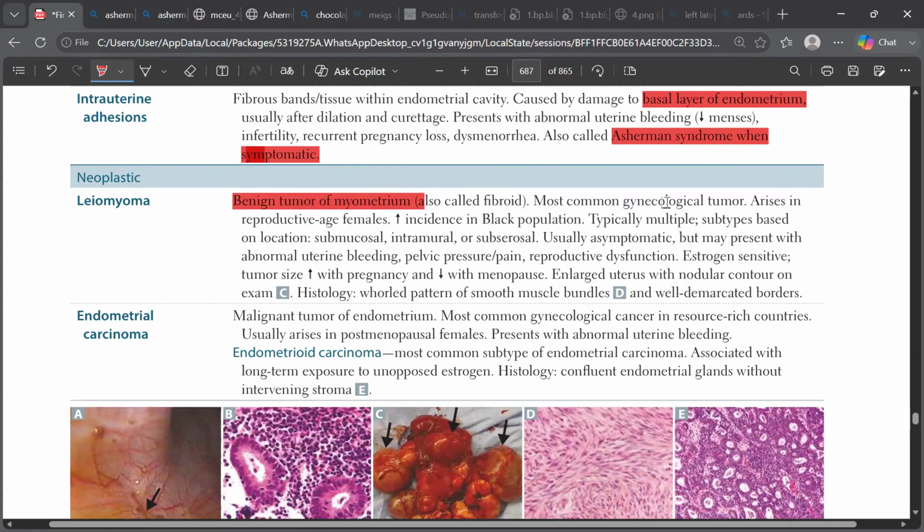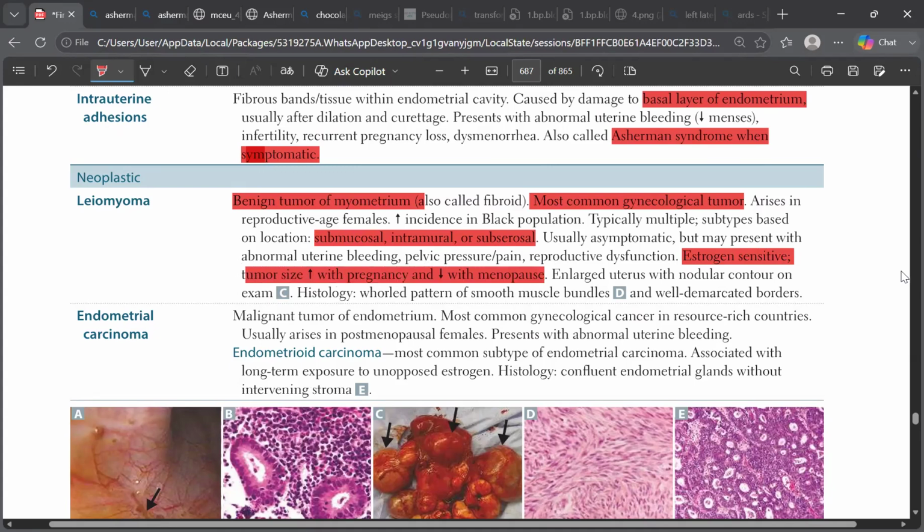It is the most common gynecological tumor overall. It arises in reproductive age females. There's an increased incidence in the Black population, with typically multiple subtypes based on location. It may be submucosal, intramural, or subserosal. It is usually asymptomatic but may present with abnormal uterine bleeding, pelvic pressure or pain, because it is going to be a large mass, and reproductive dysfunction. It is estrogen sensitive. The tumor size increases with pregnancy and decreases with menopause.